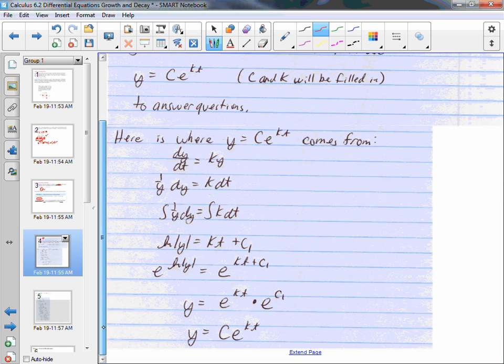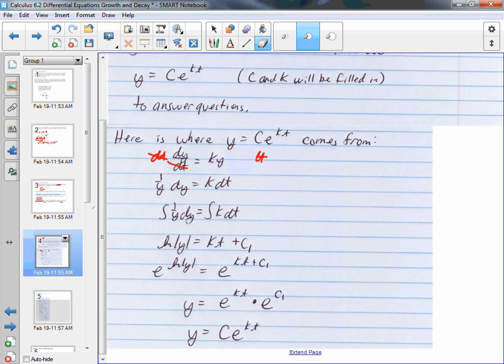Now, here's how they came up with y equals c e to the kt. And I think this is worth looking at. Here's our differential equation, dy/dt equals k times y. Separate the variables. So multiply both sides by dt so that you can do that on the left. And then multiply both sides by 1 over y so that you can do that on the right. So you're left with 1 over y dy on the left, and you're left with k dt on the right.